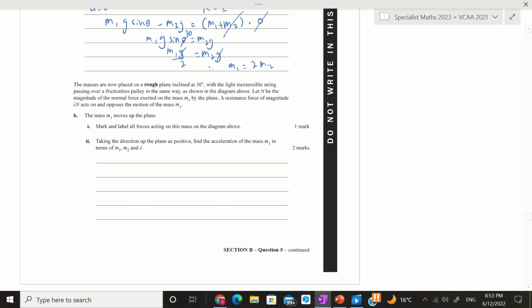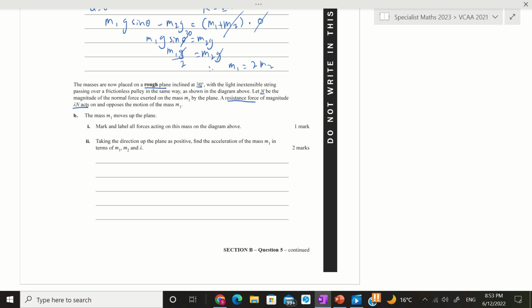Let's move on to part B. In part B, we are told that the masses are placed on a rough plane inclined at 30 degrees. So the rough implies that there's friction that's going to be involved. Everything else seems to be the same. We're also told that N is a normal force, just like we did before, exerted by the mass m1 because m1's on the plane. And the resistant force of magnitude delta n acts on and opposes the motion of the mass m1. Okay, so these are the key parts of this problem here. So what can we do next?